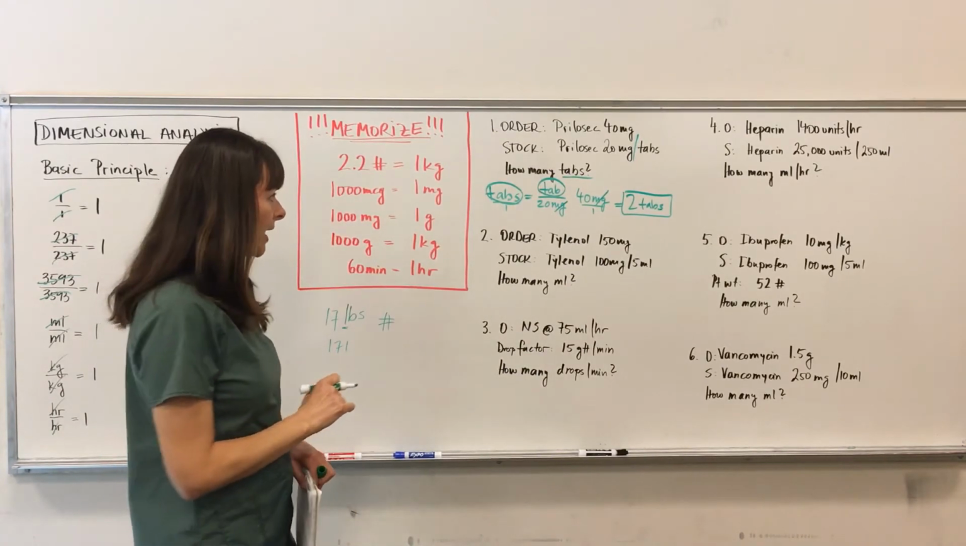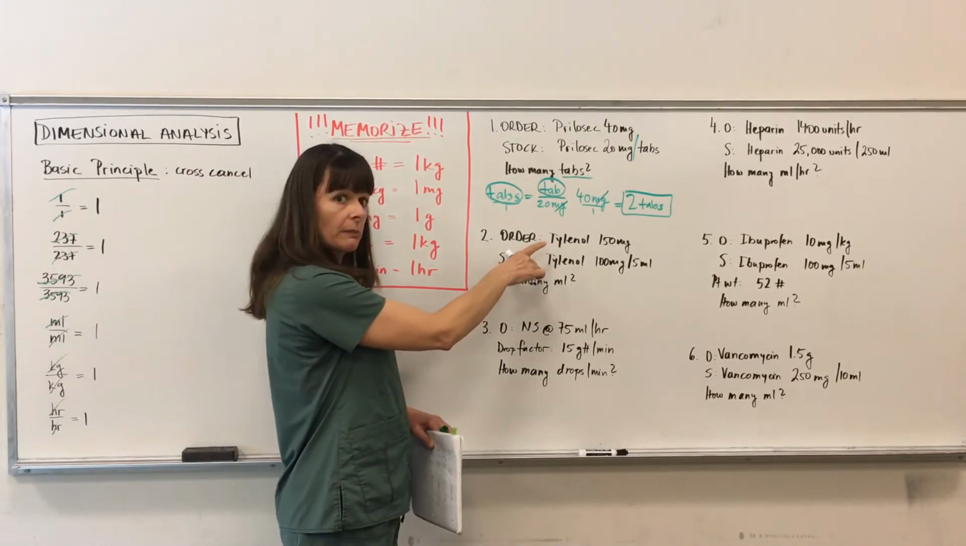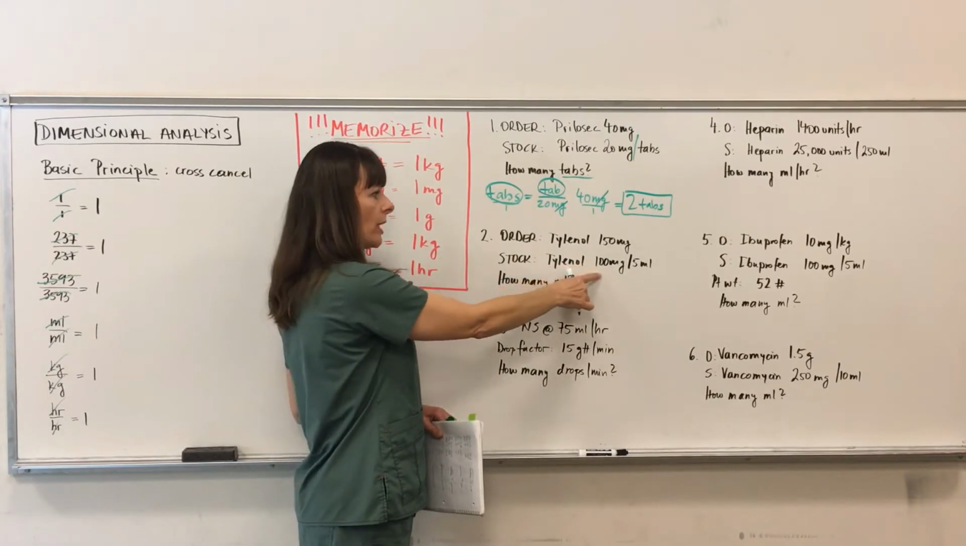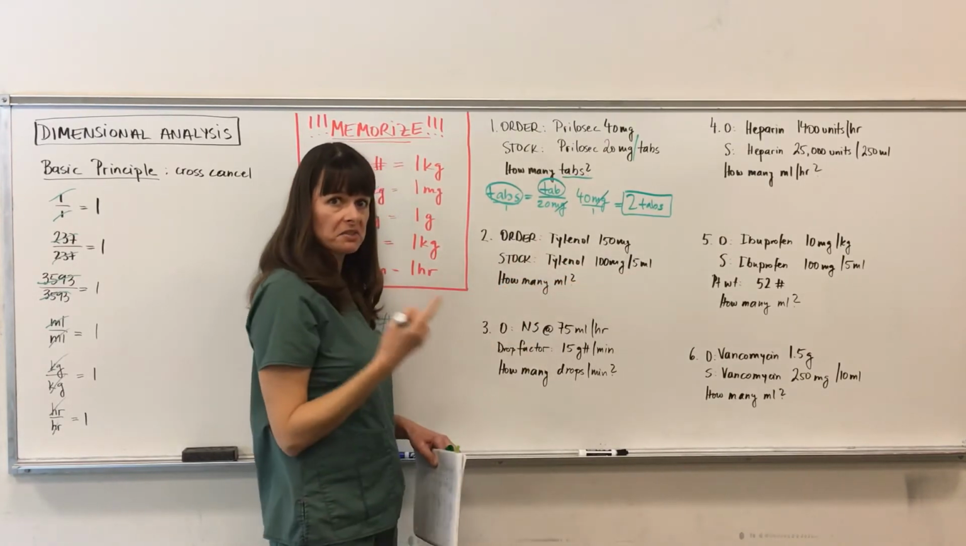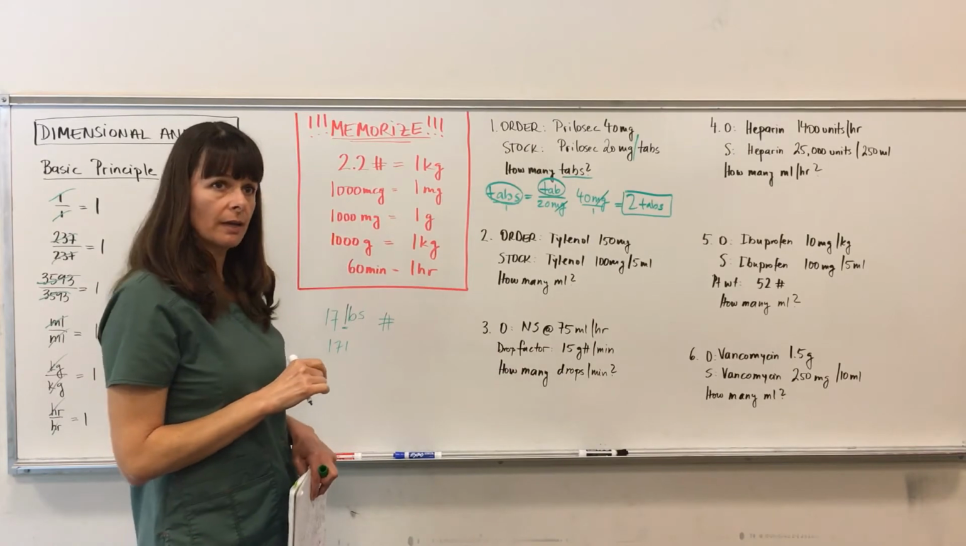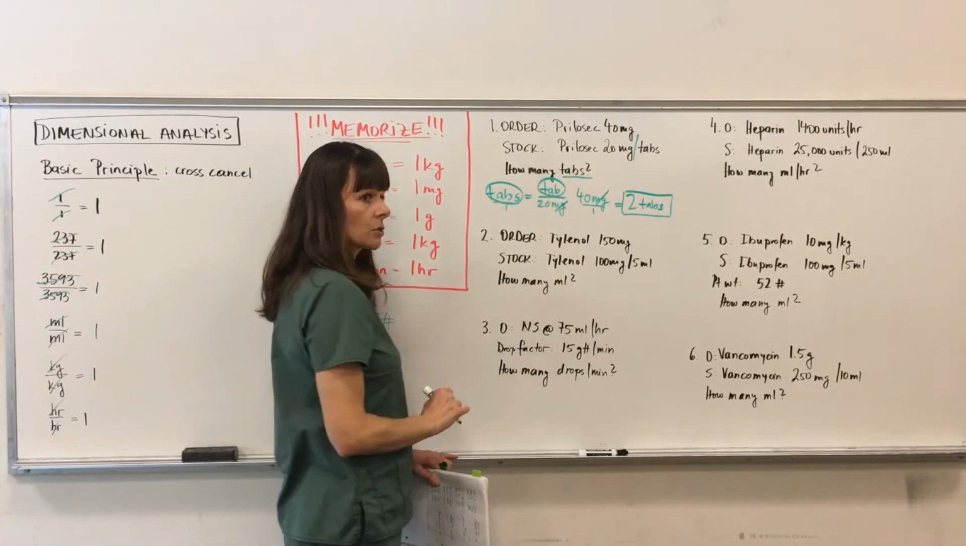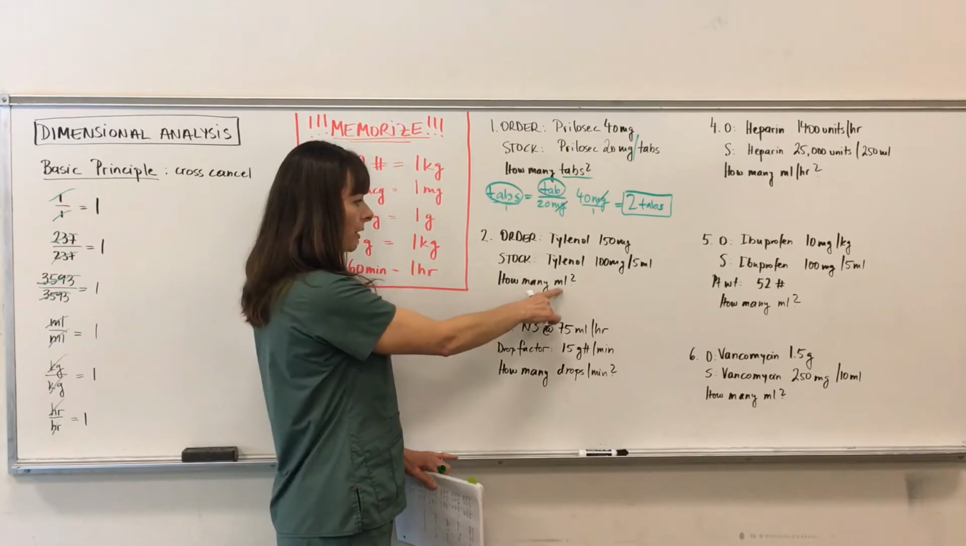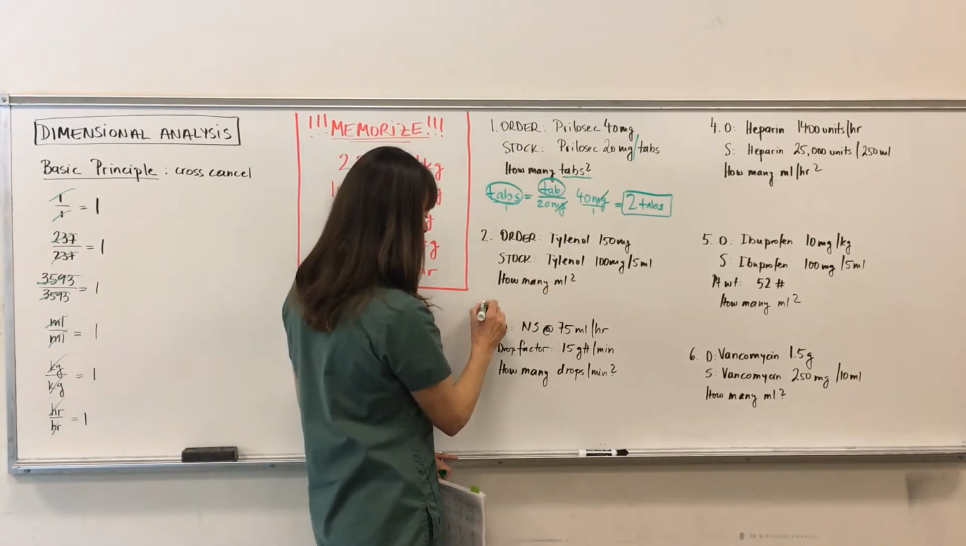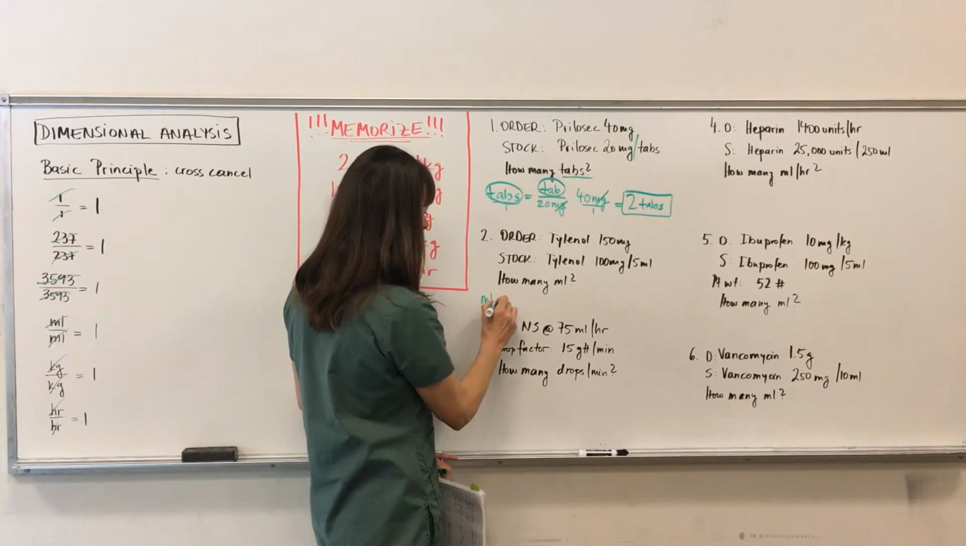Example number 2. I have an order for Tylenol 150 milligrams. My supply is 100 milligrams per 5 mLs. Most likely this is a pediatric example. How many milliliters am I going to administer for the patient? So now I'm looking for milliliters, so I'll write this out here, milliliters equals.